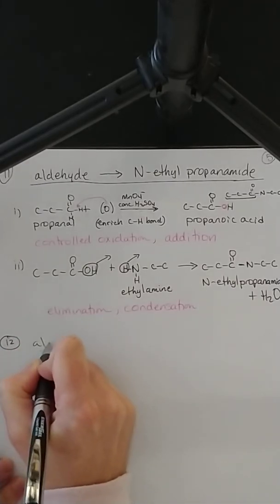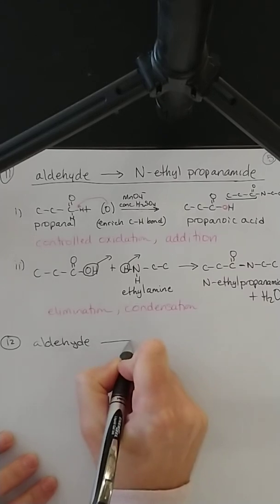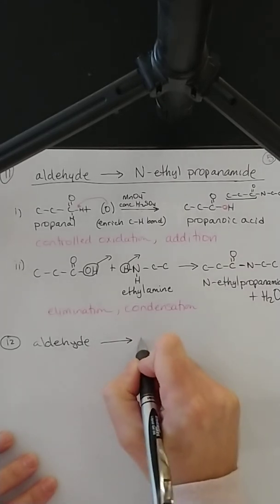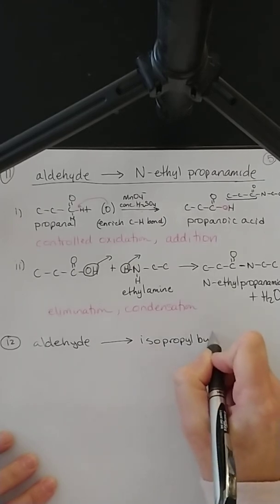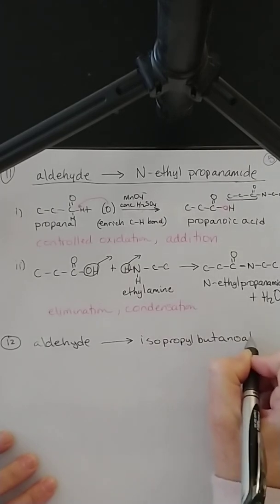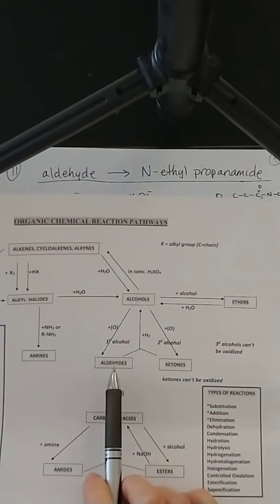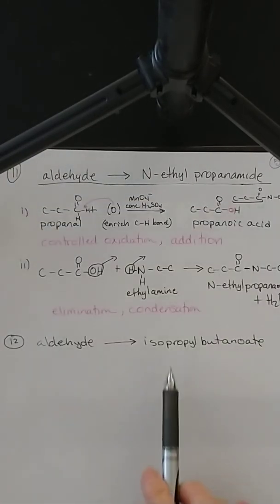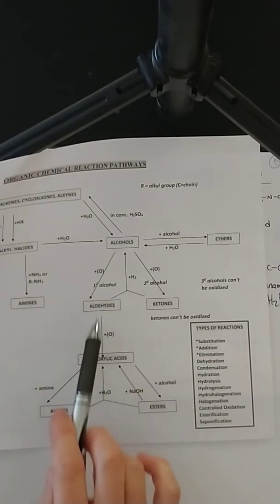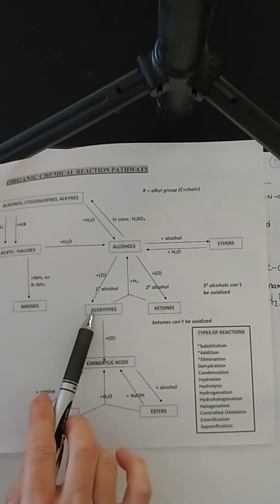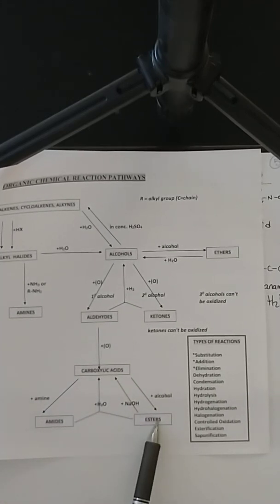Number 12, we're going to take an aldehyde, and we're going to make isopropyl butanoate. So you need to know that an aldehyde, we're starting here, and an isopropyl butanoate is an ester. So we're going to do this in two steps. We're going to turn our aldehyde into an acid and our acid into an ester.